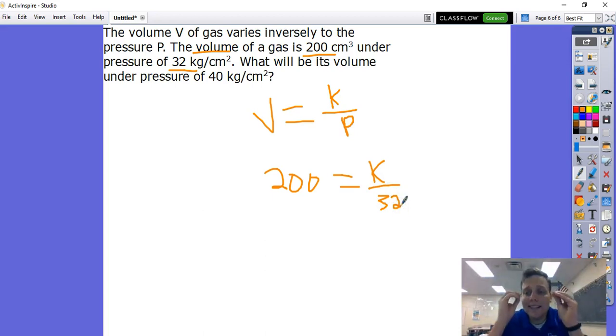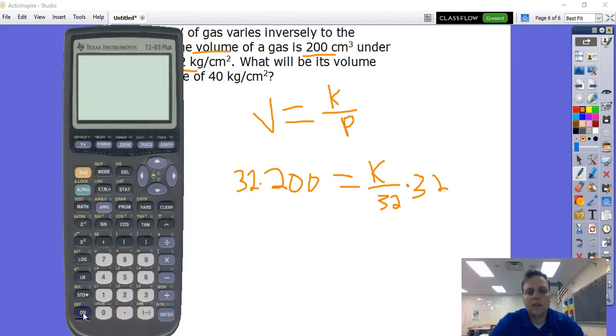is always the same number for that problem. It doesn't change. Okay? It changes from problem to problem, but it doesn't change for that overall problem. You're trying to create formulas where you can change P and V at will, but k is just the same number every time. Okay? So you have 200 is equal to k divided by 32, so I can solve for my constant by multiplying both sides by 32.